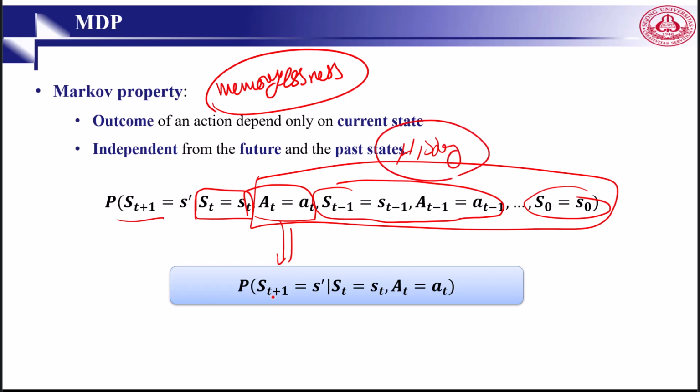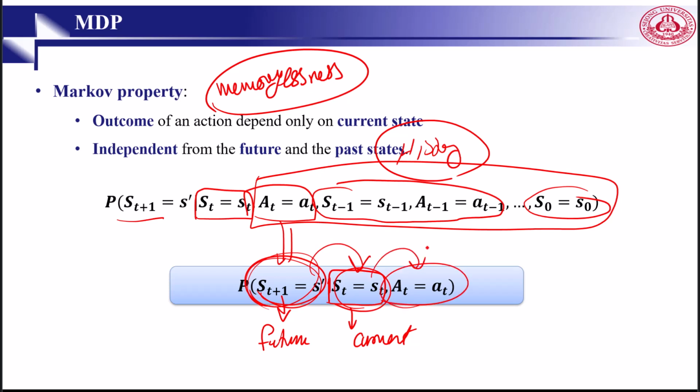But in a Markov decision process, we say the probability of S t plus 1 equal to s prime is based on the current action. So this is the future, and this is current. The next state depends on the current state where we take this action, right? So it means we are in S t, we take action A t, and we move to S t plus 1. This is the meaning of the Markov property.